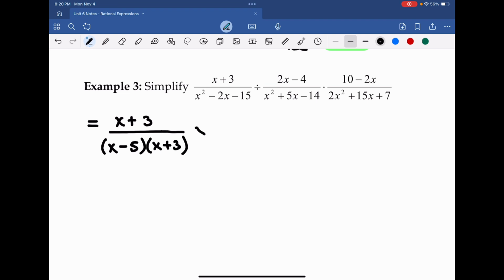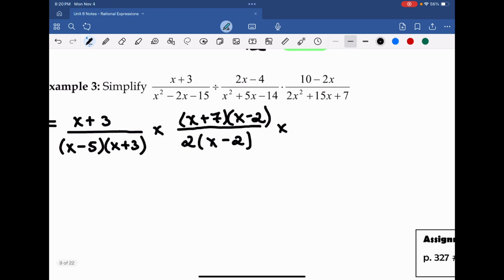I'm then going to flip this right away. We're going to factor this term, the x squared plus 5x minus 14, multiplies to 14, adds to make 5. That makes it x plus 7, and then x minus 2. And then this is going to be divided by, if I factor out the 2, x minus 2. Now, this is multiplied by the next set, which if we look at this piece, we can factor out a 2, leaving us with 5 minus x. And then I can factor the denominator.